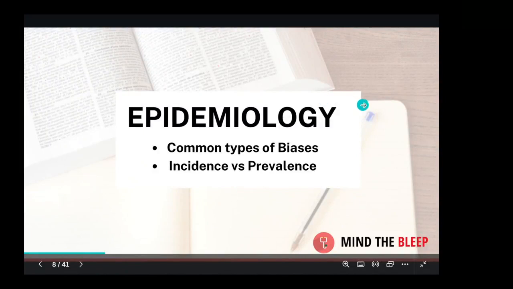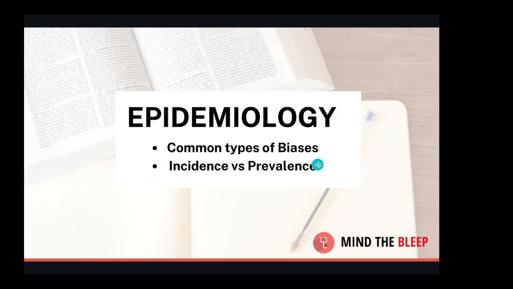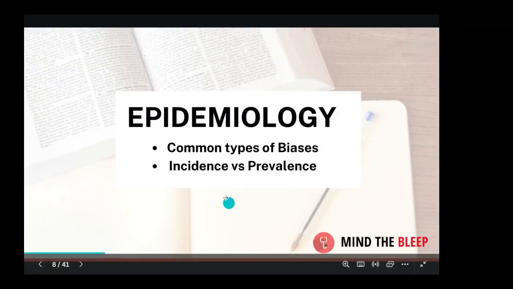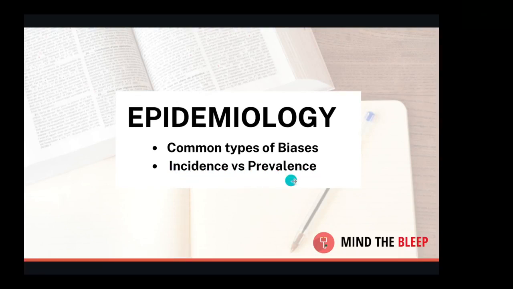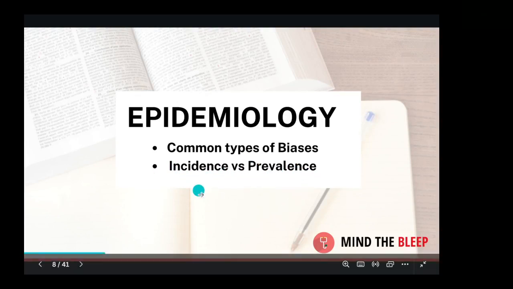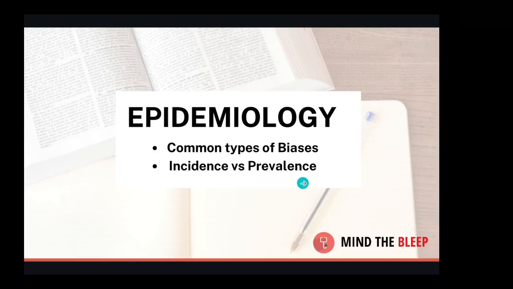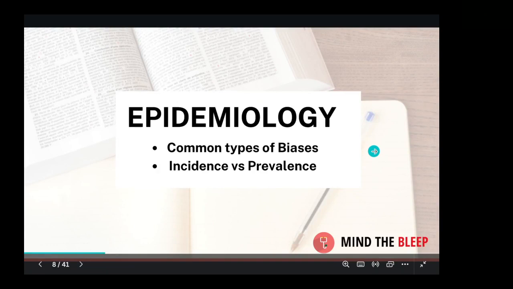So we're going to start off with epidemiology. Here I'm going to talk about the different types of biases. I'm also going to talk about incidence versus prevalence, which is something that you may come across quite frequently. And it is the bread and butter for quite a few different concepts. So if you understand this, it'll make things a lot easier for you in the long run.